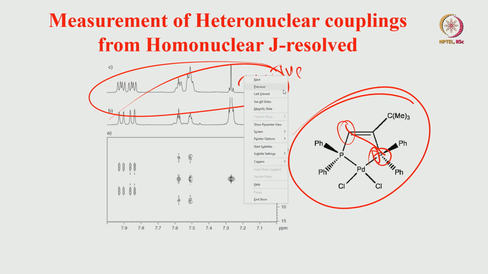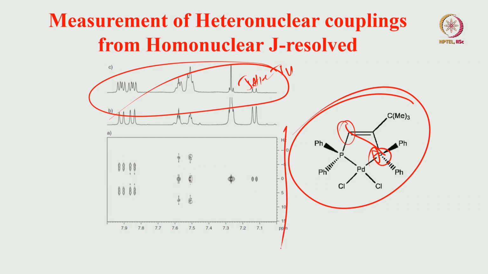But what we can do is, we can extract only heteronuclear couplings. How is it possible? We have to remove homonuclear couplings. How do you do that? Just now we did it, do the proton-proton J-resolved experiment and take a projection.